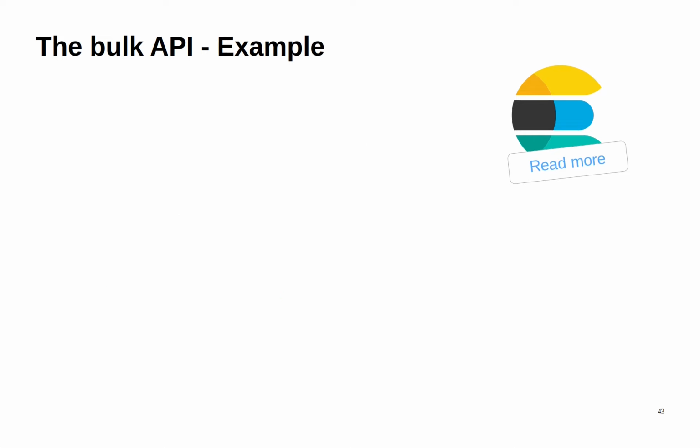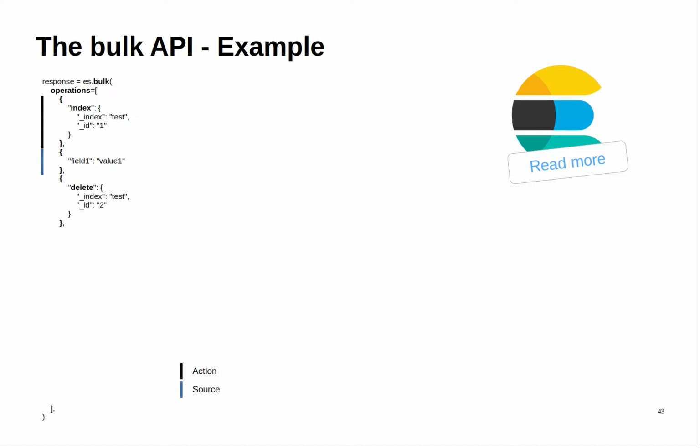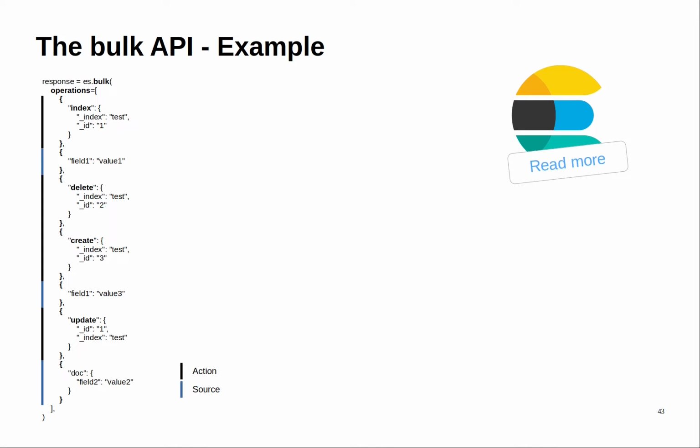Now that we have covered the theory, let's look at a practical example of using the bulk API in Python. First, you will use the client to access the bulk method. Inside this method, you will pass a list of operations where we alternate between actions and sources. The first action we will perform is index, which requires a source, so we provide it right after the action. Next is the delete action, which does not need a source, so we move on. Then we use the create action followed by its source. Finally, we have the update action along with its corresponding source.